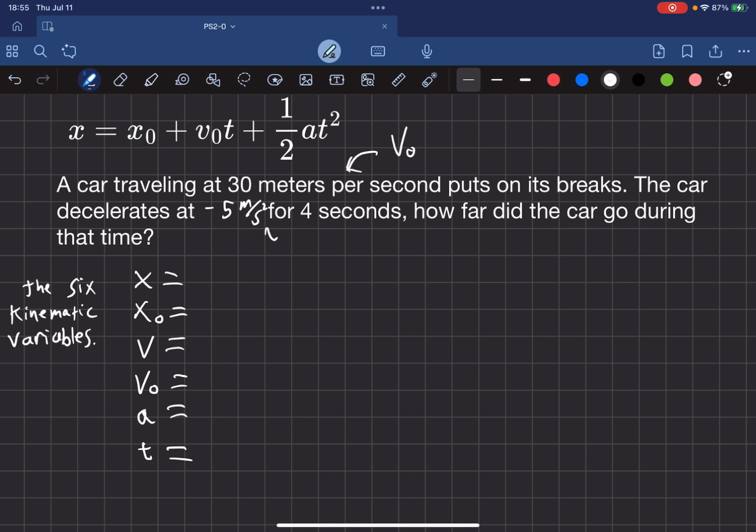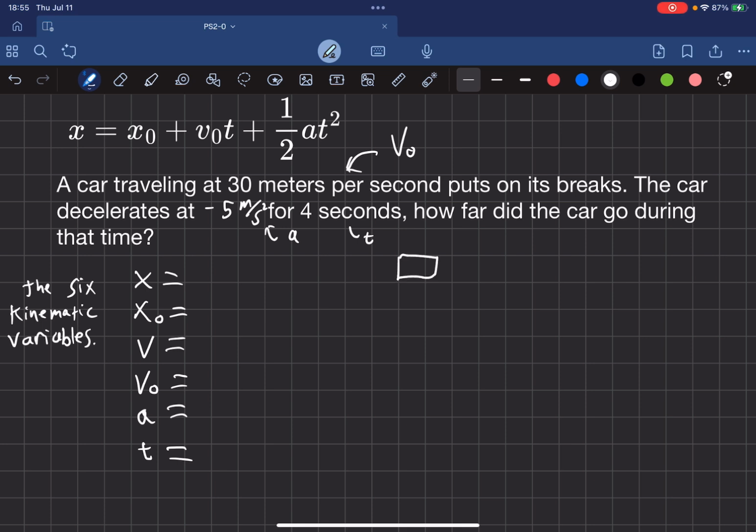So we should recognize right there that that is an acceleration. For 4 seconds, that is a time. How far did the car go during that time? So I read the problem. Let's go ahead and draw this situation.